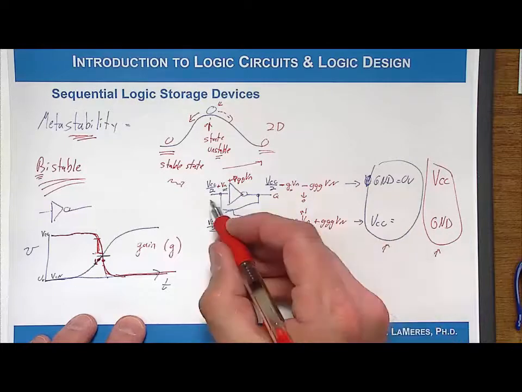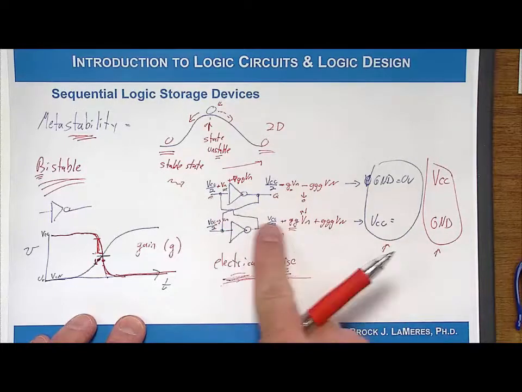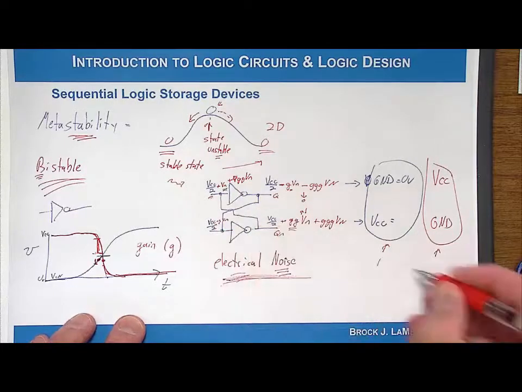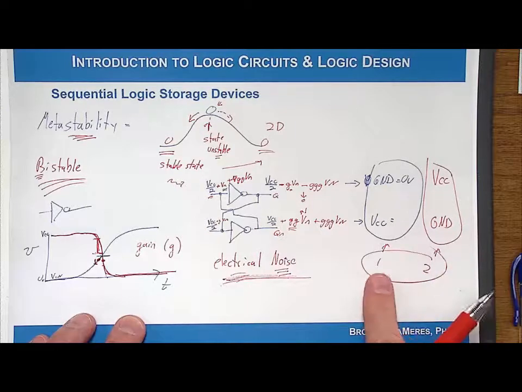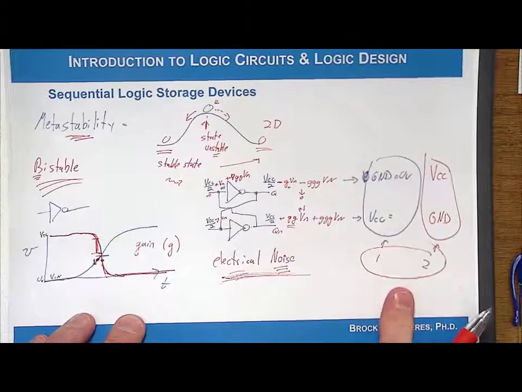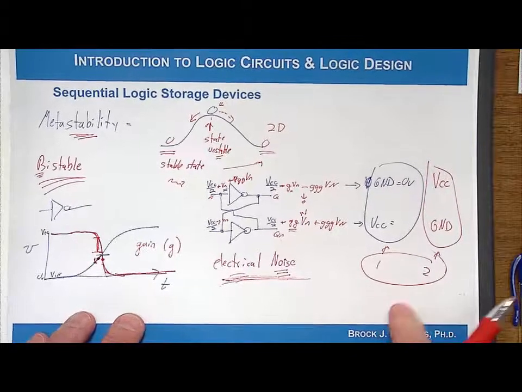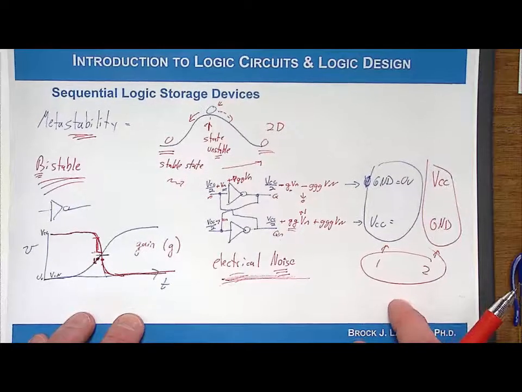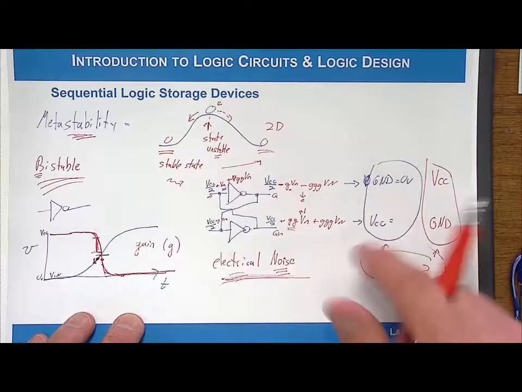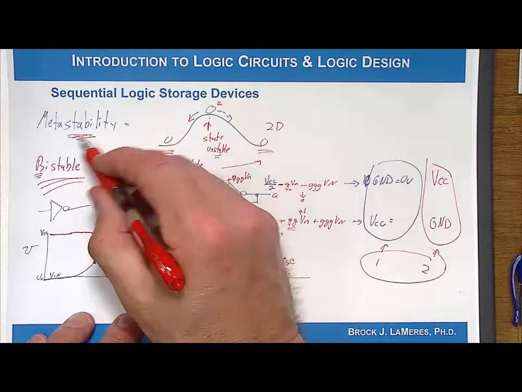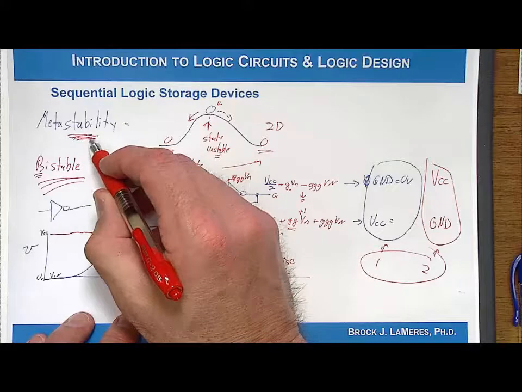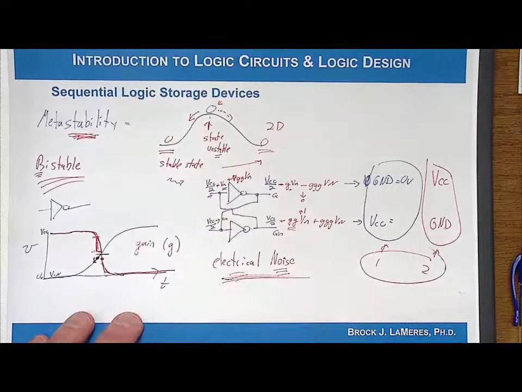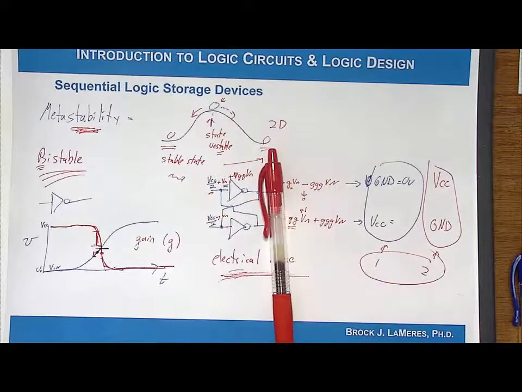We do know that if we put it right in the middle, it will go somewhere. It's going to go to one of these two stable states, but we don't know where it's going to go. And in a digital system, you never build a circuit where you don't know where the output's going to go. So that's the whole point of this: to try to understand what metastability is, and then try to avoid it when we build these devices. So that's the cross-coupled inverter pair, which serves as the base element for all sequential logic storage devices.